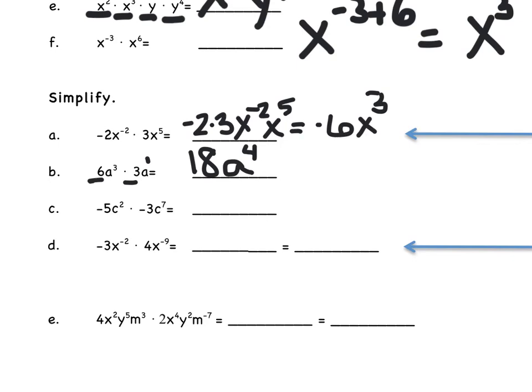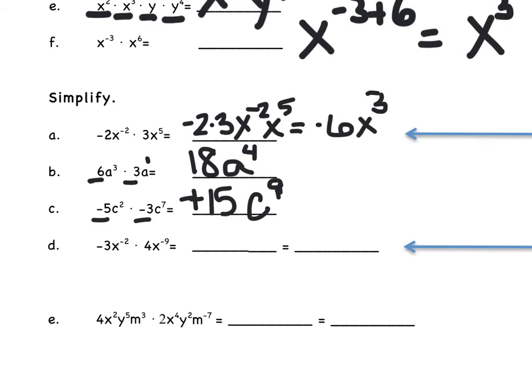Part C, take our numbers. Negative 5 times negative 3 is a negative 15. Oh, no, it's not. It's a positive 15 because a negative times a negative is a positive. We have a base of c for each of our exponents, and then we add our exponents. 2 plus 7 is 9.